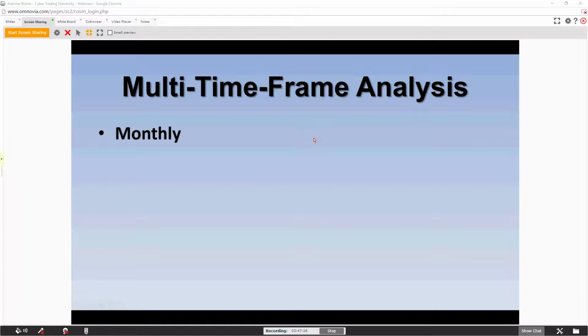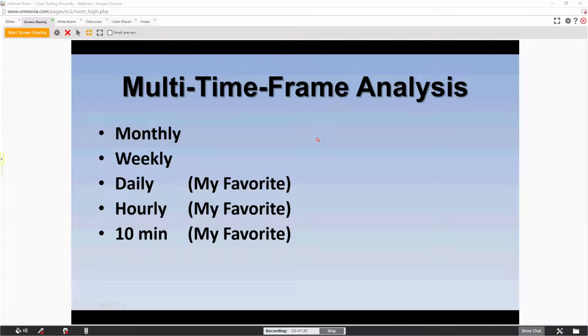All right, so multiple time frame analysis. I use a daily, an hourly, and a 10-minute time frame. It works really good for options. If you're going to do weekly options, I would use an hourly chart. If you're going to do monthly options, I would use a daily chart.